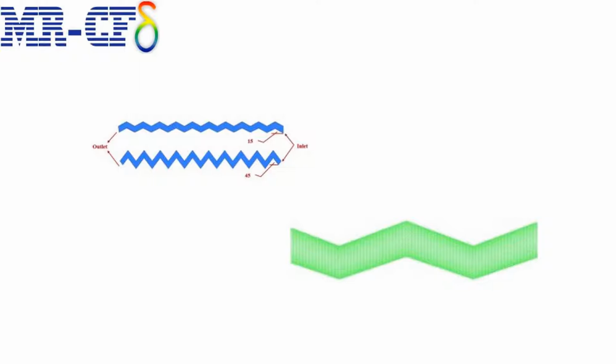The meshing has been done using ANSYS meshing software. The mesh type is structured and the element number is 48,000, and the following figure here shows a view of the mesh.